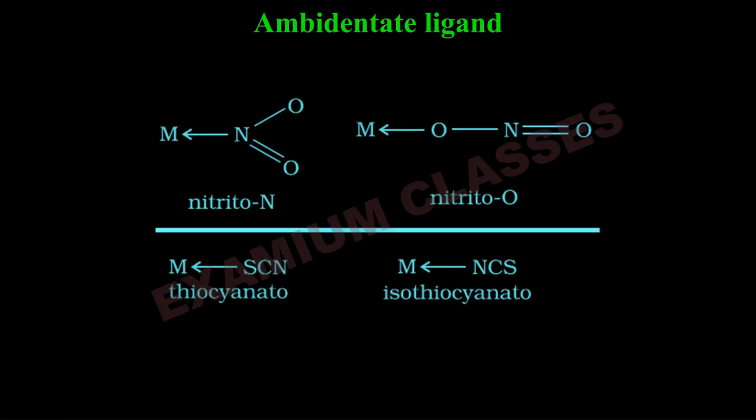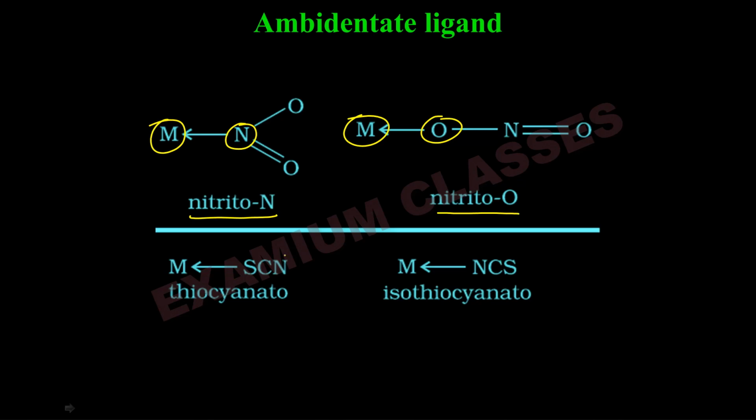Similarly, SCN. So nitrogen can donate electrons to the metal or sulfur can donate electrons to the metal. This is known as nitro N and this is known as nitro O. I will be using these terms when we do IUPAC naming of complex compounds, coordination compounds. So just remember, N and O designate which particular atom of that ligand is connected to the central metal atom. If you don't write this in case of ambidentate, your answer will be wrong.